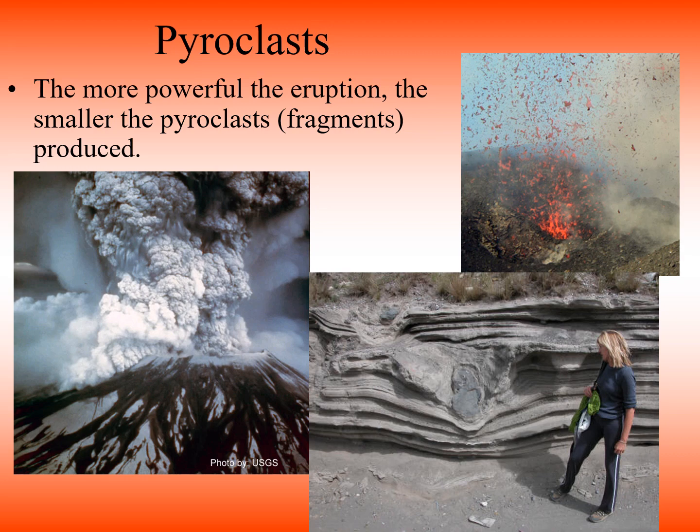So pyroclasts, the more powerful the eruption, the smaller the pyroclast. Now that might sound weird, but I just imagine when that stuff explodes at the top of a volcano, if it's got a lot of power behind it, it's going to break up all that magma and rock. It's going to explode that stuff with a lot more force. And so it breaks it apart. So the most powerful eruptions are like this one over here on the left. I mean, it's almost all ash. All that rock has been pulverized, right?